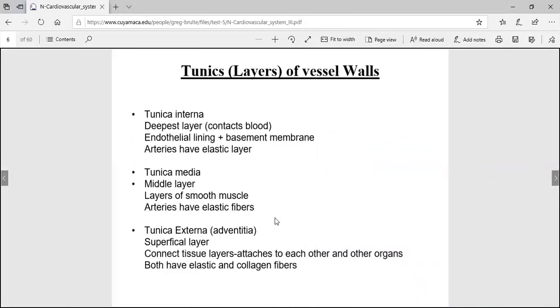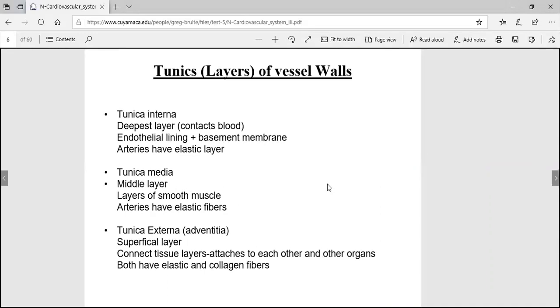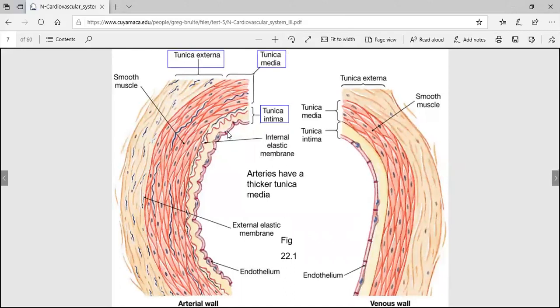Don't forget your three layers: tunica interna, tunica media, and tunica externa. That's just layers of the vessels. So here's an artery. You can tell it's an artery because it's kind of ruffled on the inside. That's because of these elastic fibers, right? And an artery is going to look nice and round usually, and it's going to have a real thick, smooth muscle layer here, which is the tunica media. And then you're going to have connective tissue on the outside, which is the tunica externa.